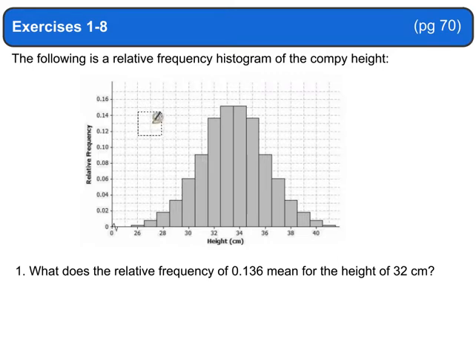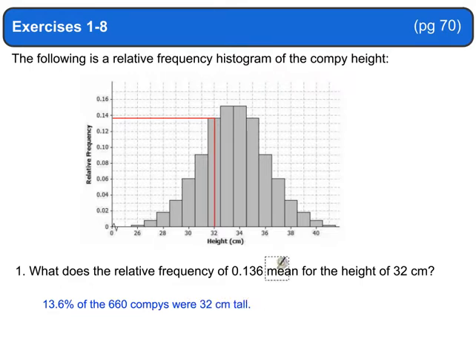So if we looked at that, 0.136 would be generally about right here. Notice that lines up with the top of that bar. And if we were to scroll down and take a look, that would take us to 32. So this is what we're looking at and measuring in this design. So again, the question is, what does that relative frequency of 0.136 mean? And so that is telling us that 13.6% of the 660 dinosaurs that were measured were 32 inches tall.